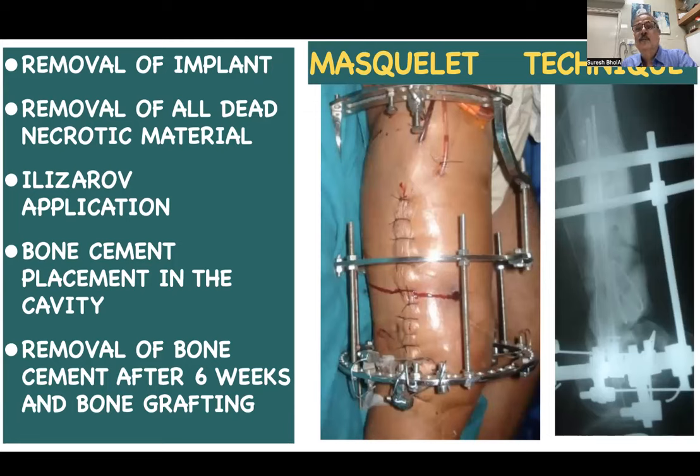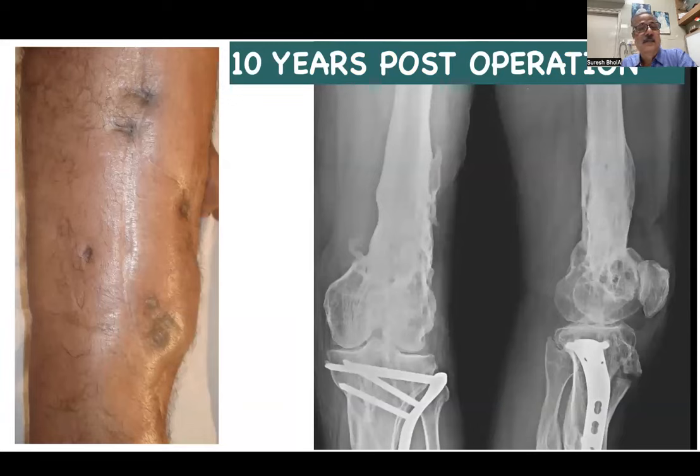And these are 10 years after the operation. There is no discharge, and the bone has very well united. This infected non-union of the tibia and femur has now become a specialized branch in treatment.